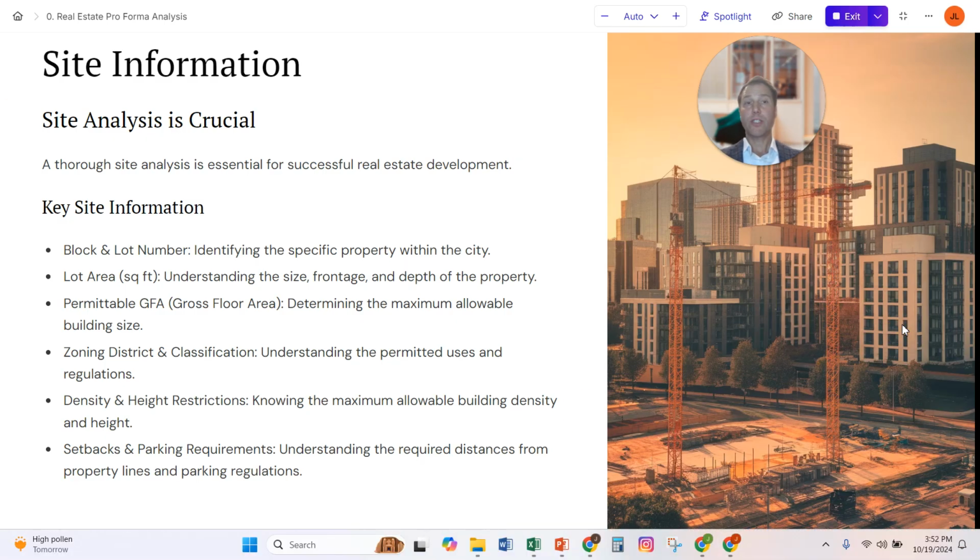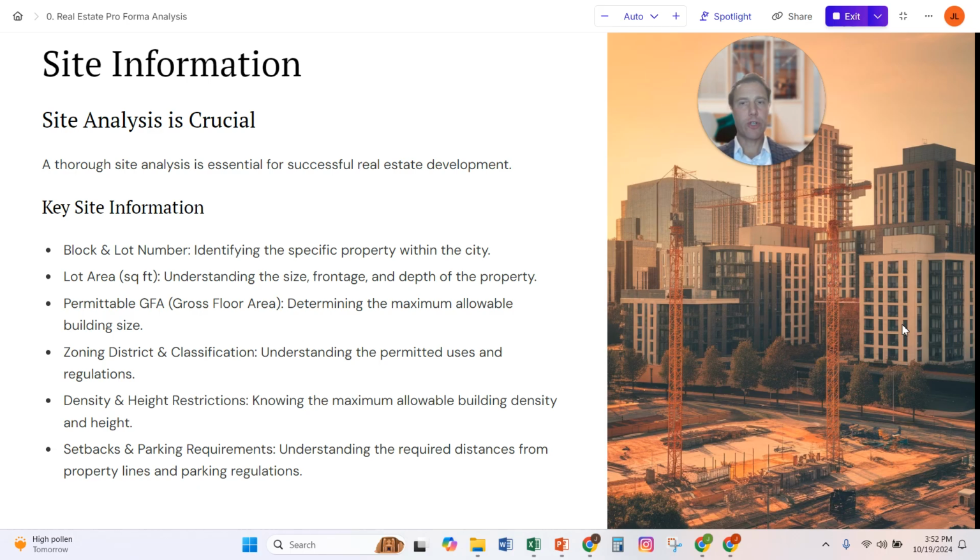I already mentioned site information is the first step in entering into your pro forma. So your site information is your key information about your property: where your property is, your square footage, the gross square footage that you're allowed to build, depending on the zoning analysis. Also, what zone it's in, whether it's commercial or residential, and what is the best use for this property if you're building ground up. You have to understand first what the zone allows.